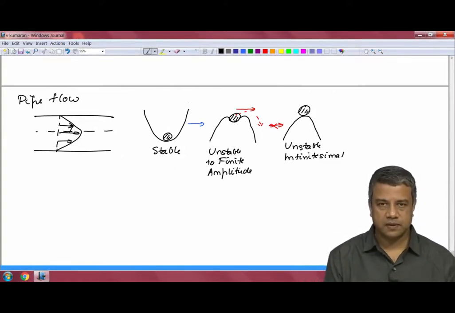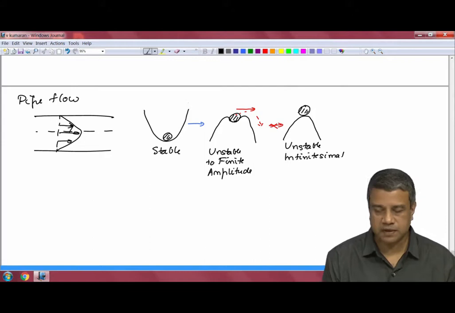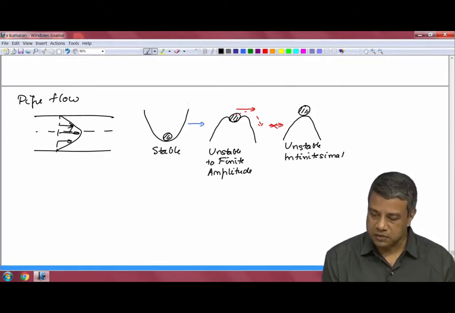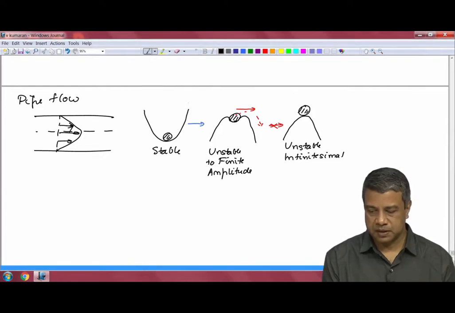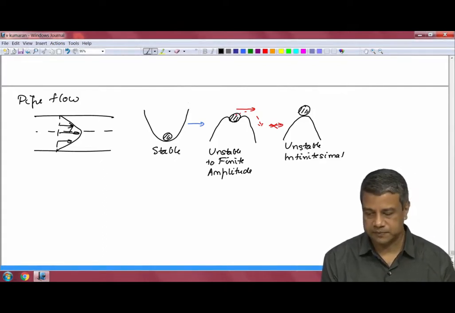So, in a pipe flow, the system never goes unstable to infinitesimal disturbances, it goes unstable to what are called finite amplitude disturbances. And in fact, currently there is no calculation that shows that there is an instability for the fully developed laminar flow in a pipe. The flow does become unstable to finite amplitude disturbances. So, you need some minimum level of disturbances for the flow to become unstable.